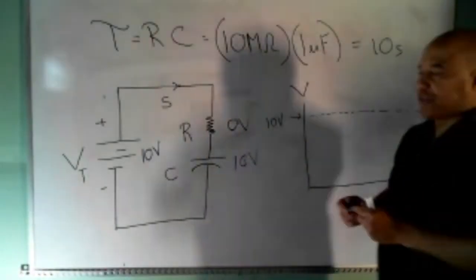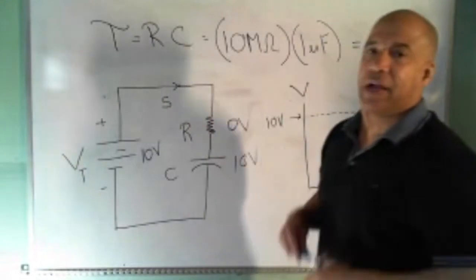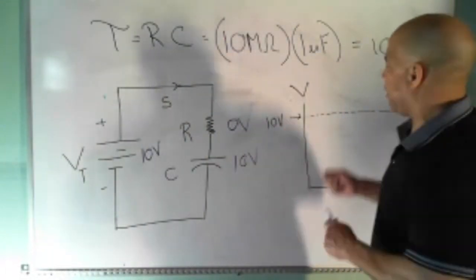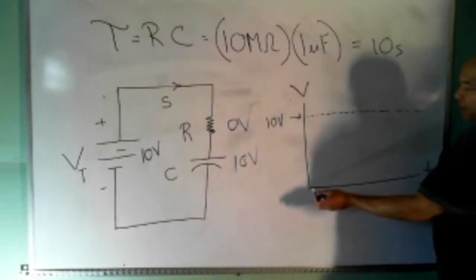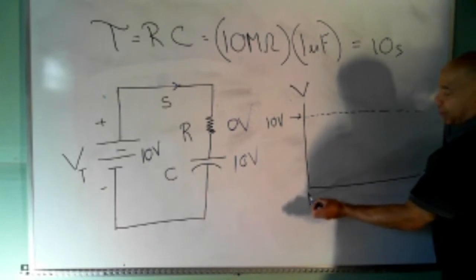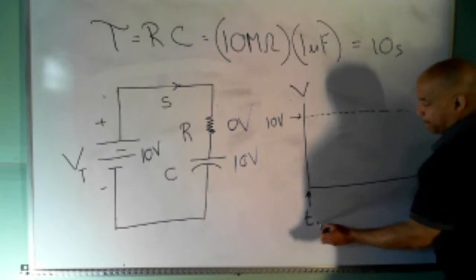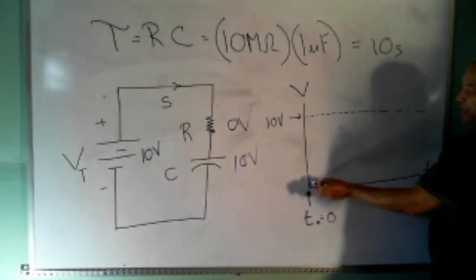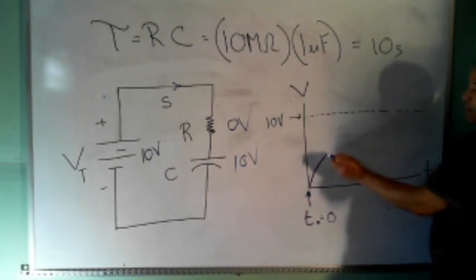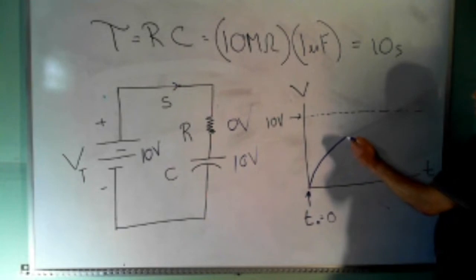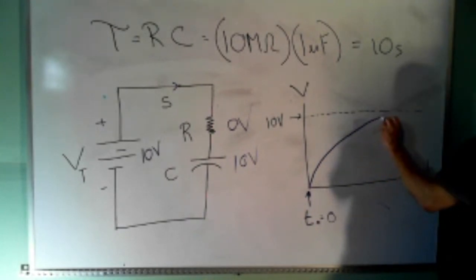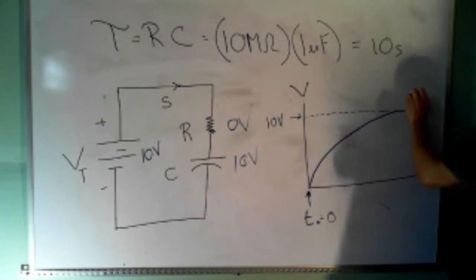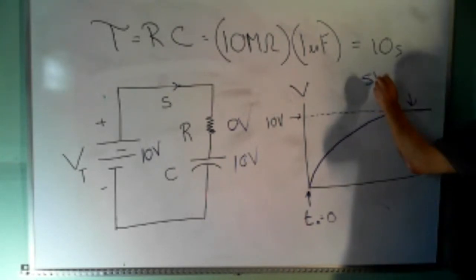The capacitor is going to charge up, and let me show you how it's going to charge, and I'll explain why it charges this way in a few minutes. So right here is t equals 0. That capacitor is going to charge up like this. Eventually, it's going to reach full charge, and it's going to stay at 10 volts. This is called steady state.